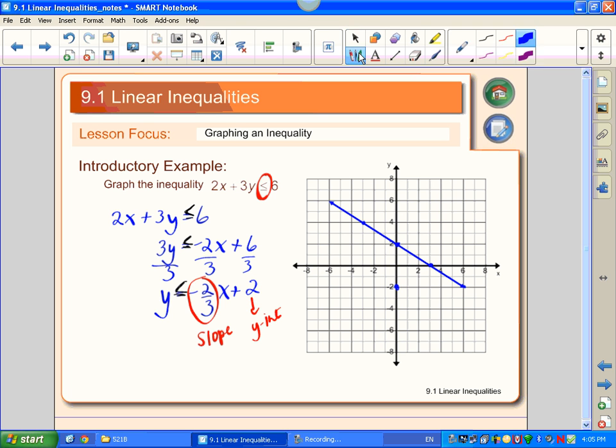To show you what the shade is, it's all the points, including the line. The solid line tells me that it's included. And in this particular case, it's below the line. They're the y values less than this line. So that whole thing, the line and the shade, is the answer. The shading part is called our solution region. All of these points that are in the shaded area are part of the solution, including the points in the line.